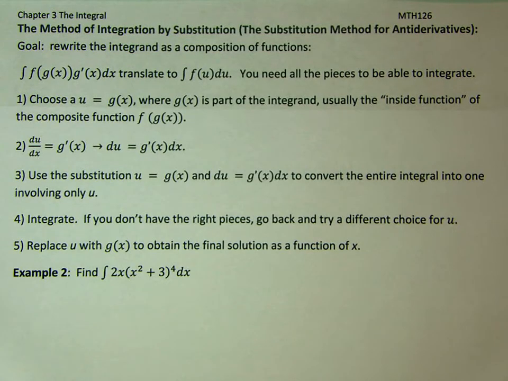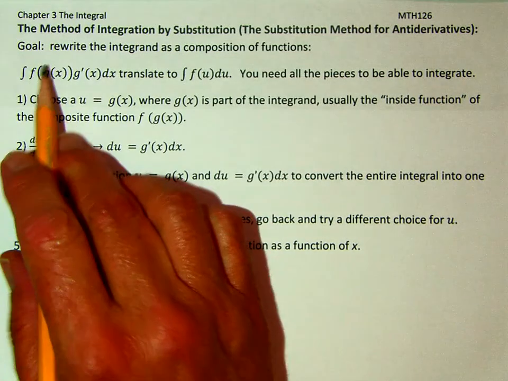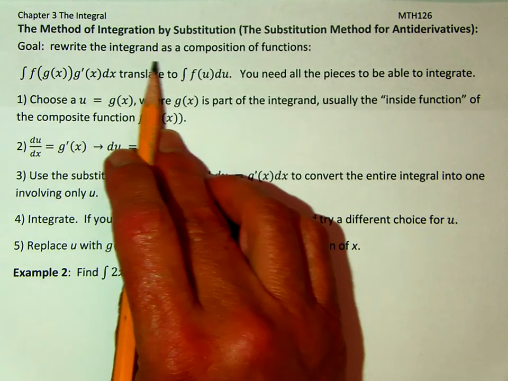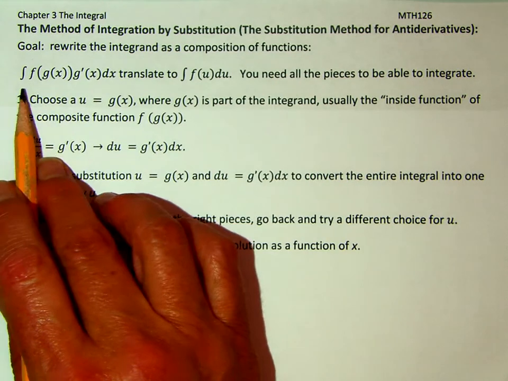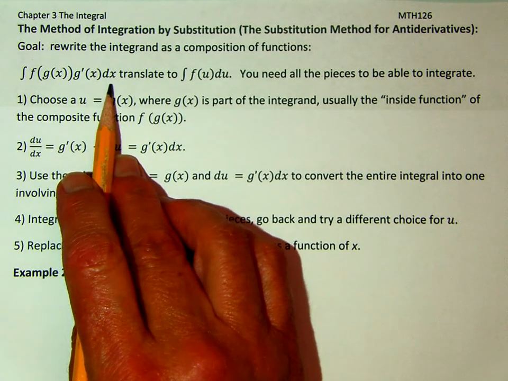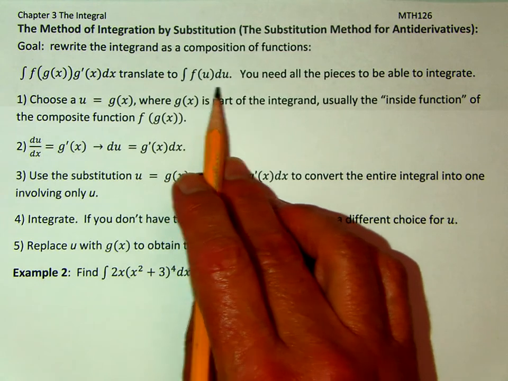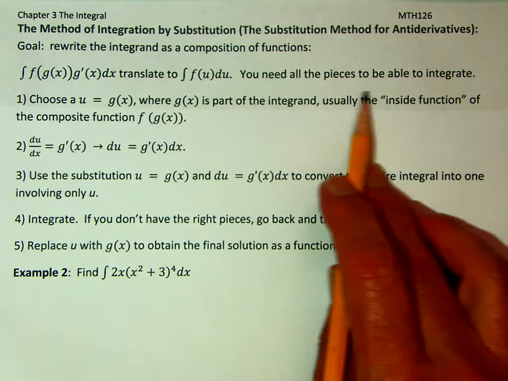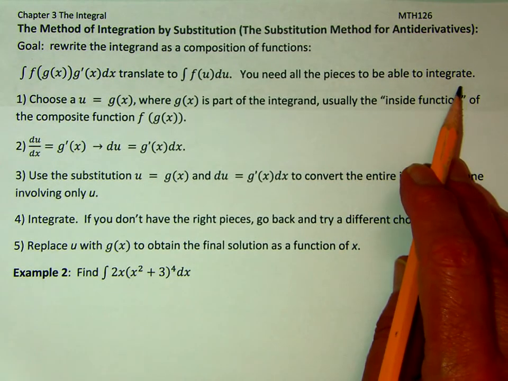The method of integration by substitution, the substitution method for antiderivatives: our goal is to rewrite the integrand as a composition of functions. So the integral of f of g of x times g prime of x dx translates to the integral of f of u du. You need all the pieces to be able to integrate.